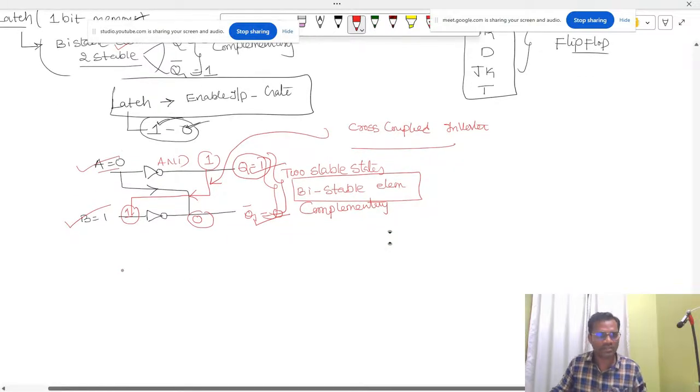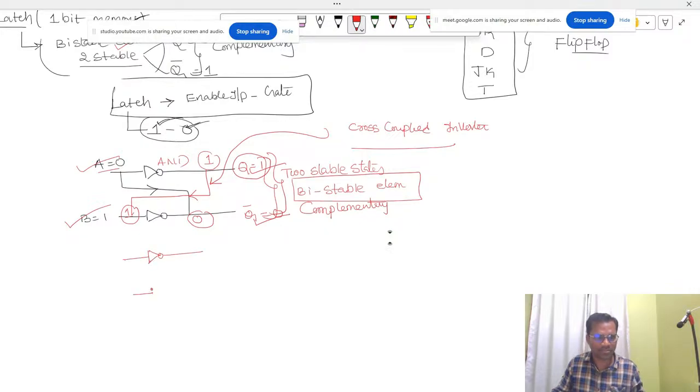Can you say one more example of the same latch? Here I'm going to use an AND operator, and here one more AND operator. I'm taking A equal to 1 and B equal to 0. The output of A is connected to the input, and the input is connected to A. I'm going to get a stable state Q and another stable state Q bar.